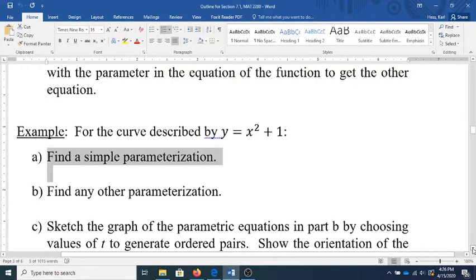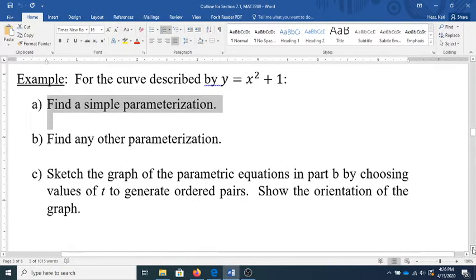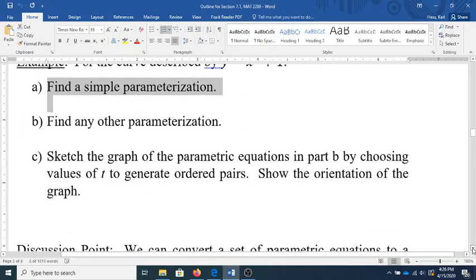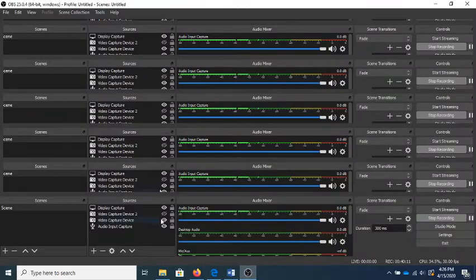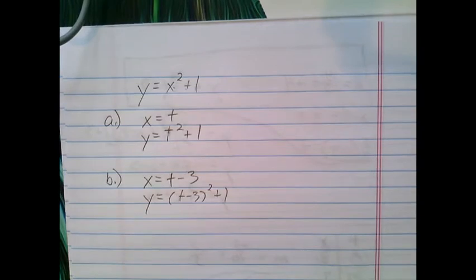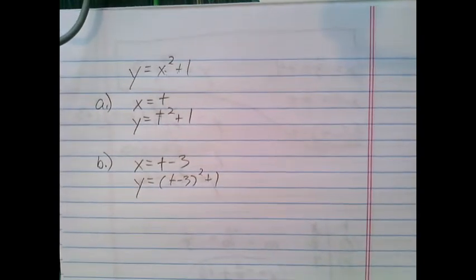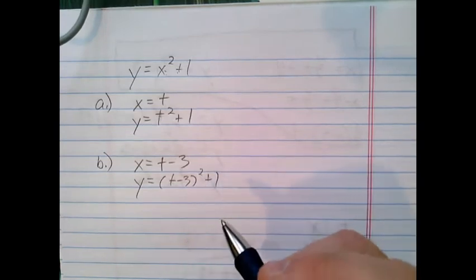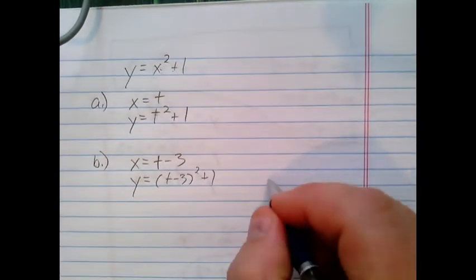Now there was a part C. Sketch the graph of the parametric equations in part B by choosing values of t to generate ordered pairs. Show the orientation of the graph. Okay, I thought this would be a good idea to do at least once, just to walk through one time the mechanics of how a set of parametric equations actually generate ordered pairs.